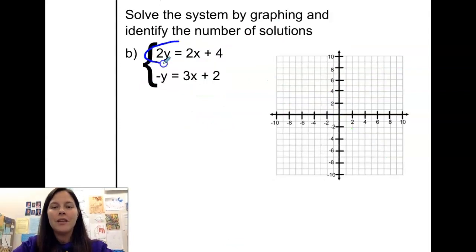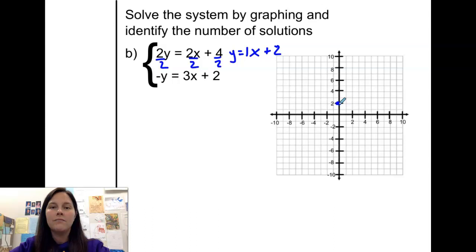Looking at our next system, this equation is not solved for y, but it also won't take me a lot of effort to solve for y. So that's what I'm going to do before I graph. If I divide everything, golden rule of algebra, by 2, I'm going to get that y alone. 2 divided by 2 gives me a 1x, and 4 divided by 2 gives me a 2. Now I can start by plotting that 2 on my y-axis. My slope is 1. To turn that into a fraction, it's 1 over 1. So I can go up 1 over 1, basically corner to corner gives me the slope on this one.